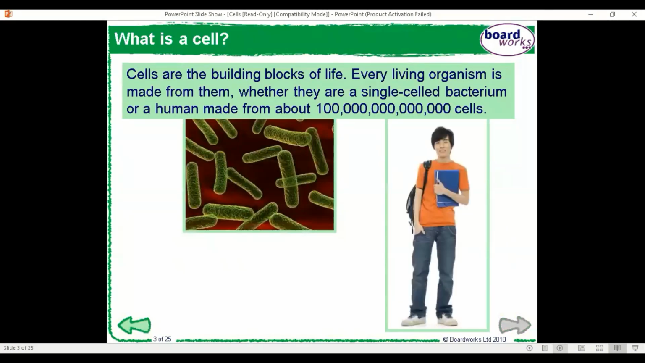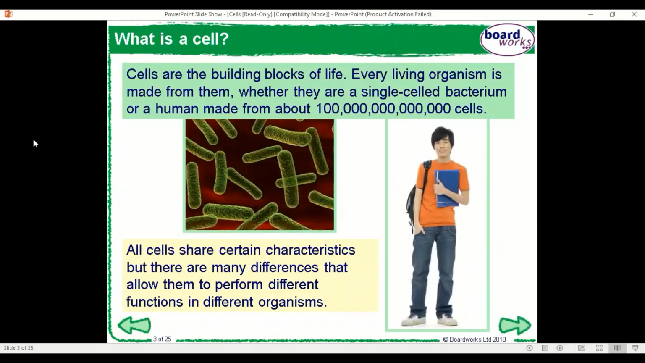Now, this is referring to cells being the building blocks of life, and every living organism is made of them. Whether you are an ant or an elephant, you are made up of cells, millions of cells. This is just giving you an example here, a human made from small cells. They come in various sizes and shapes, depending on the job they need to do. Some organisms are single celled, like a bacterium, but we are multicellular.